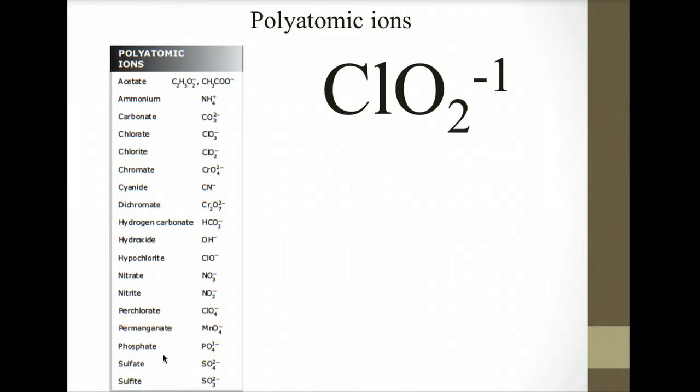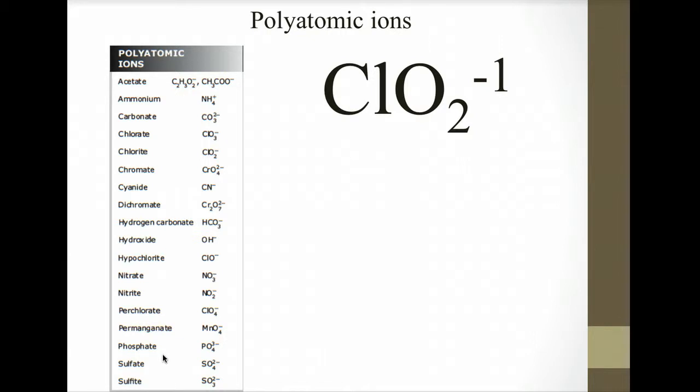Well, let's talk first about polyatomic ions. Now the prefix poly means multiple or many. And then atomic refers to atoms. So polyatomic ions are many atoms that come together that form an ion. And an ion, remember, has a positive or negative charge.